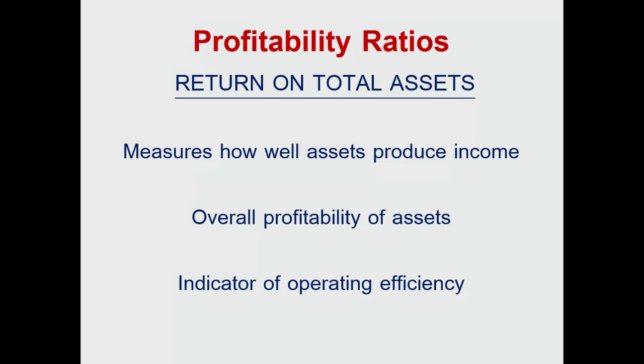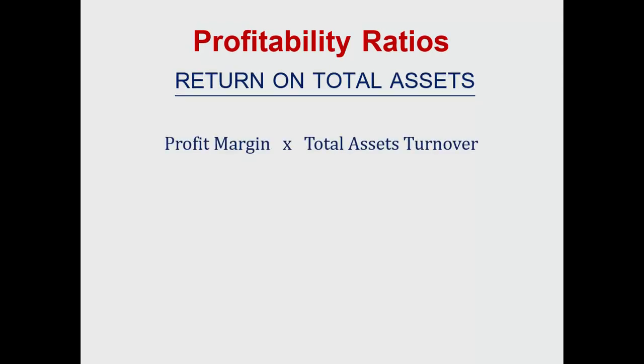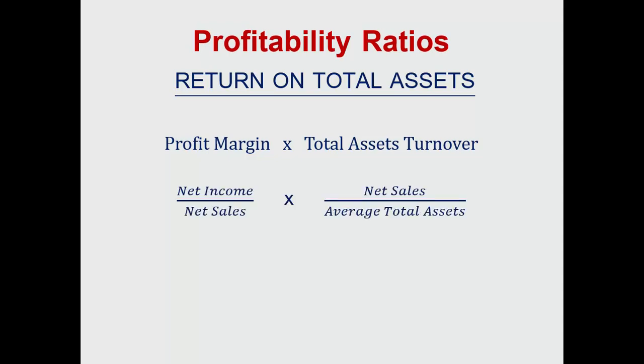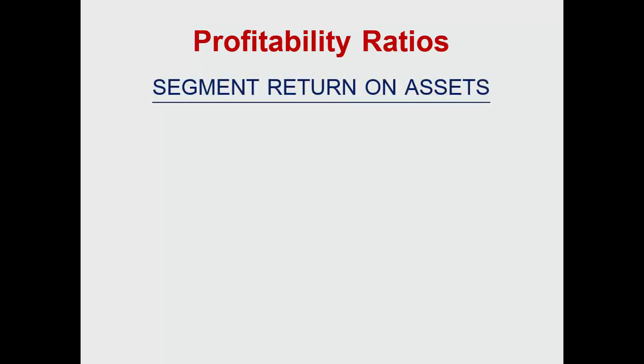Return on total assets will measure how well your assets produce income, the overall profitability of your assets. Net income divided by a simple average of total assets, expressed as a percentage. Another way to calculate this: take profit margin and multiply it by total asset turnover. Look at where the numbers come from. That is your return on total assets. Just another way to calculate it.